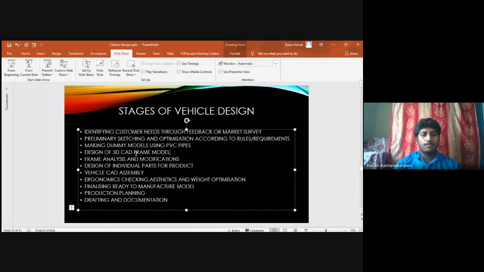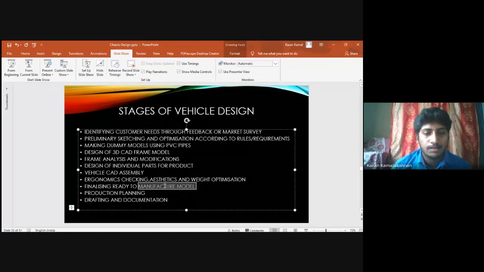Then you should go for modeling of the frame using 3D CAD software. Next is the frame analysis, where you go with the analysis using simulation loads and see what modifications you need. Simultaneously you will be doing individual parts like brake, steering, and suspension modeling and analysis too. After the analysis and modeling of all the components, then only you should go for CAD assembly, where the entire parts are combined together to show how the complete vehicle assembly would look. Next is ergonomic checking. You can use software, as I told, DHM. You will be checking aesthetics and weight optimization, where we can reduce and where we can move. That kind of work will be going on.